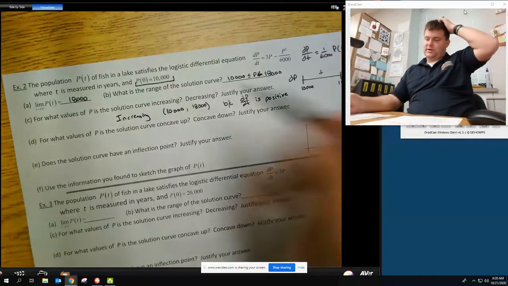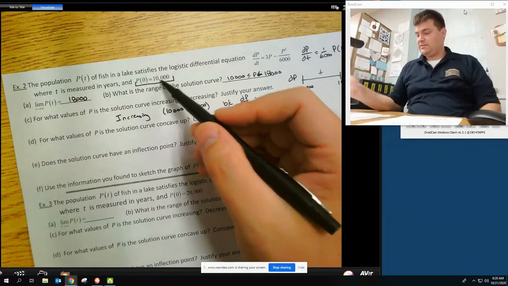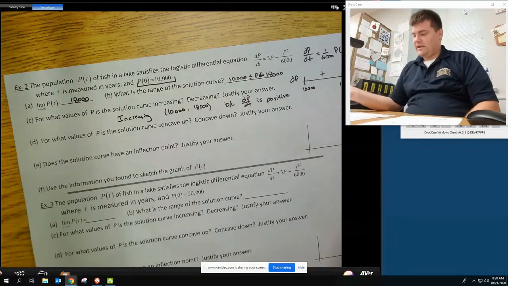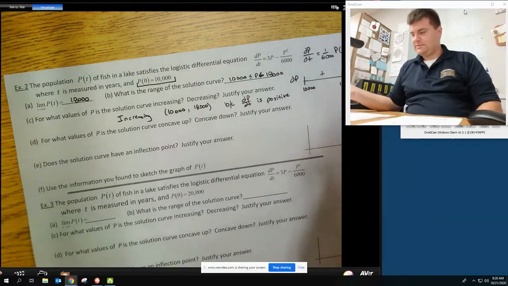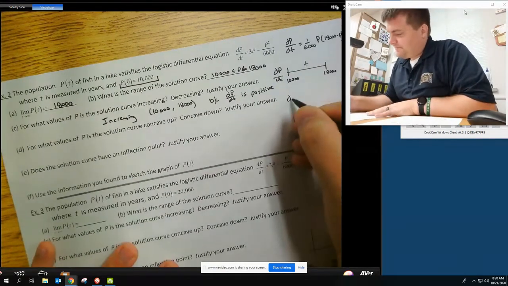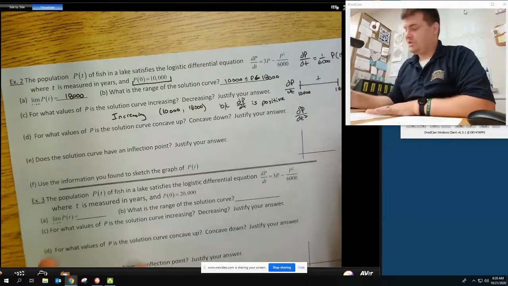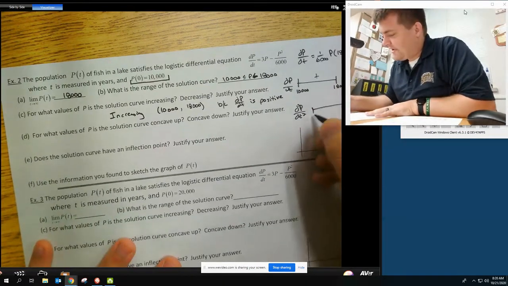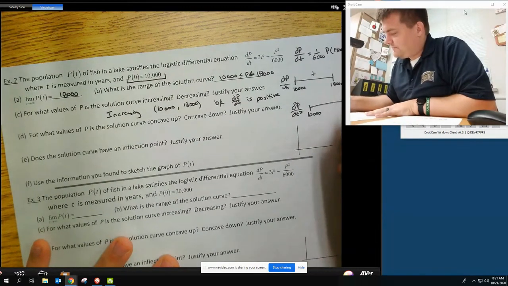That's why I'm not showing as much work. The only thing that has changed there is the initial value. When is it concave up? Concave down. Now this is where it's going to change a little bit. Remember that our other sign chart we did, we had a change at 9,000. Well, 9,000 is out of my range now. So this is going to change a little bit.